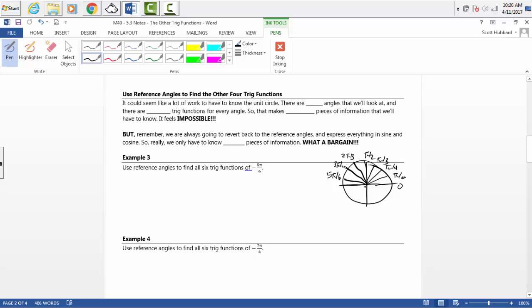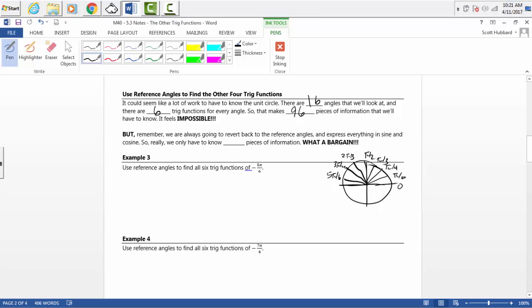And for each of those angles, there's 6 trig functions. I have to count actually. How many angles can we have? 3, 6, 9, 12, 16. So there's 16 angles that we'll look at, and there are 6 trig functions for every angle. That makes 96 pieces of information that we'll have to know. That's impossible. So don't think you have to do that.